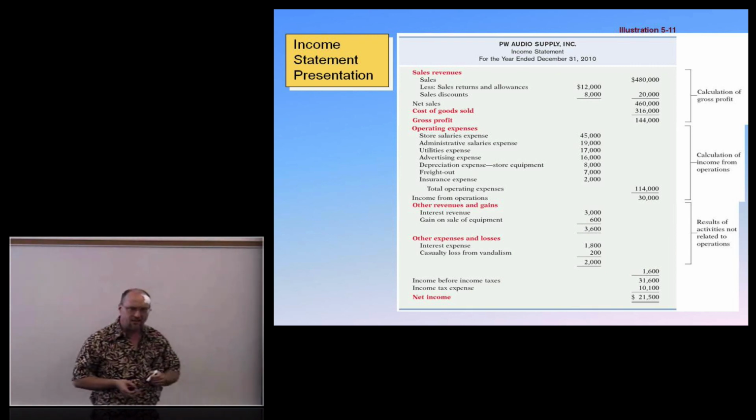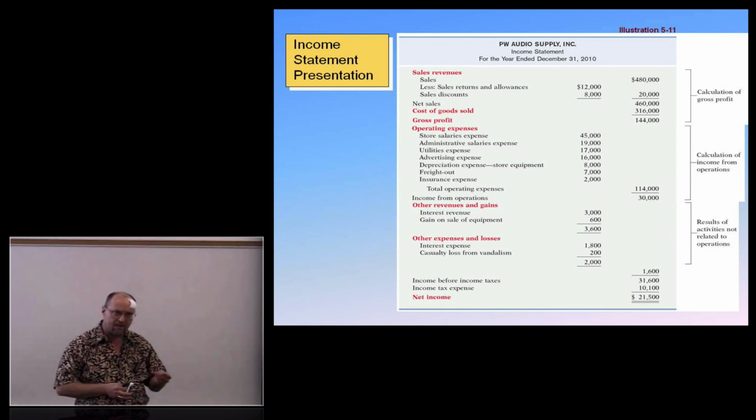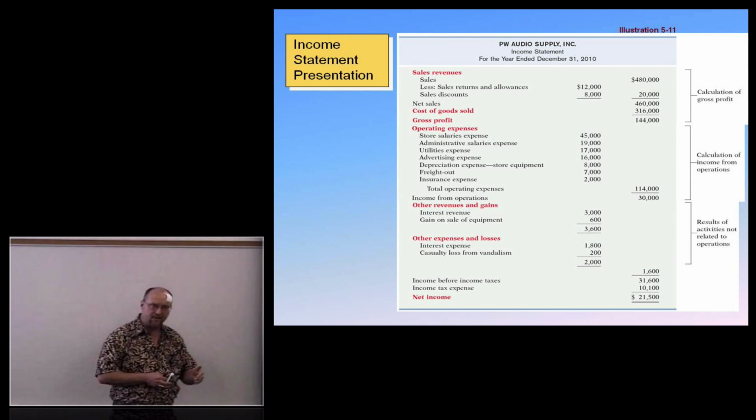Okay, and what that tells us is that for each dollar of sales, this is how much goes in our pocket after we've paid taxes. Net usually means after, so net profit or net income after tax.